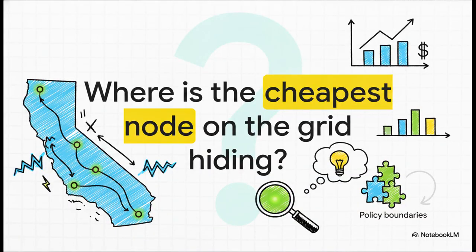So I'm going to leave you with a final thought to chew on. We've seen exactly how this formula penalizes distance through the cost of losses, how it penalizes bottlenecks through the cost of congestion, and how it adjusts for policy borders. Based on this very specific mathematical reality, where exactly do you think the absolute cheapest, most cost-effective node on the grid is hiding? Think about the physical and geographic implications of everything we just covered.